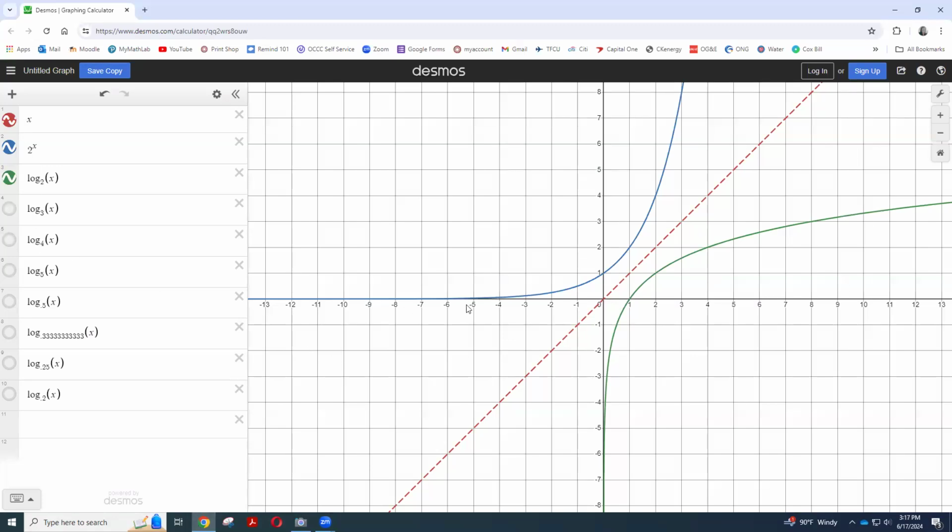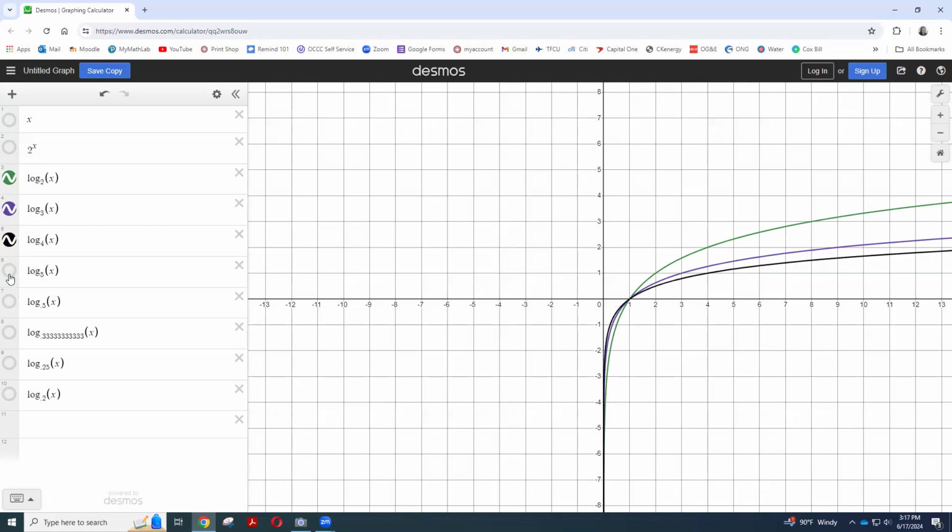So here's what we just graphed. Here's my exponential with 2 to the x. Here is my log here in green, log base 2 of x. And then that line of symmetry, y equals x. So I'm going to take away these two. When I have log base 3 of x, you can see here, it is going to kind of level out faster. Log base 4 is going to level out even quicker, and log base 5 quicker than that.